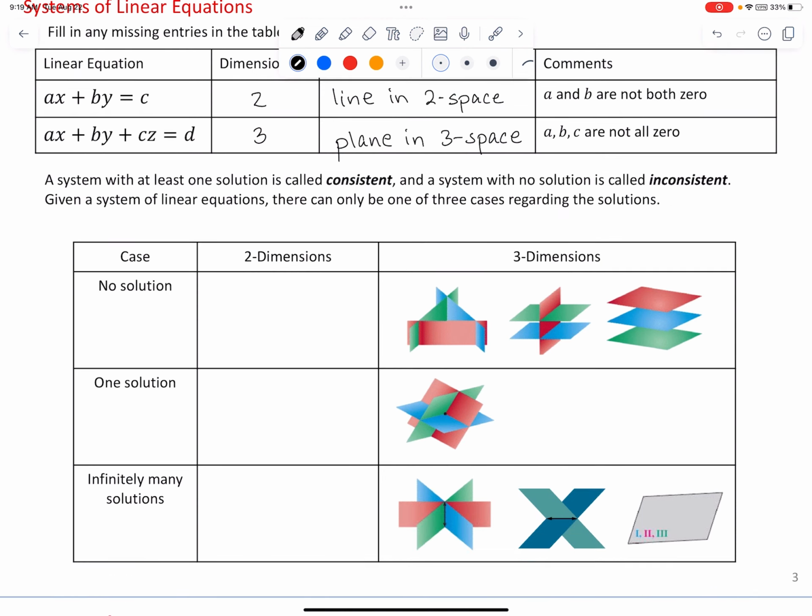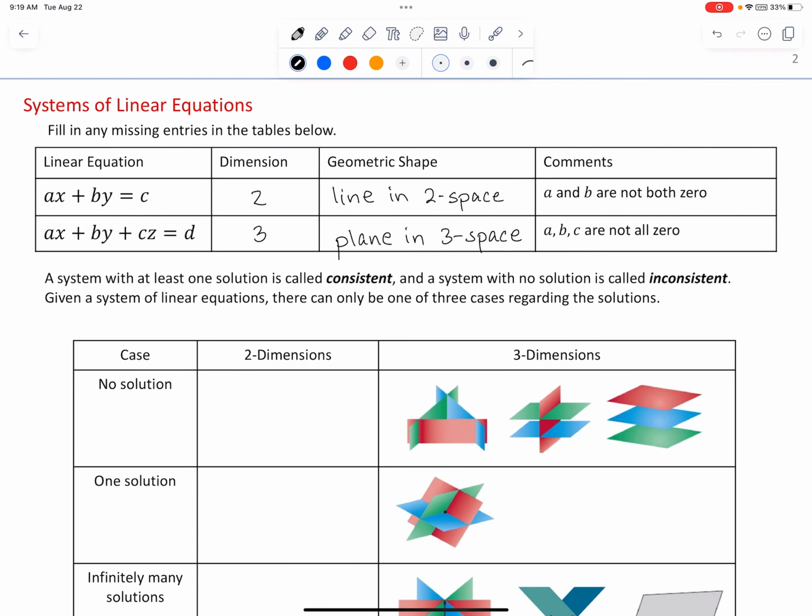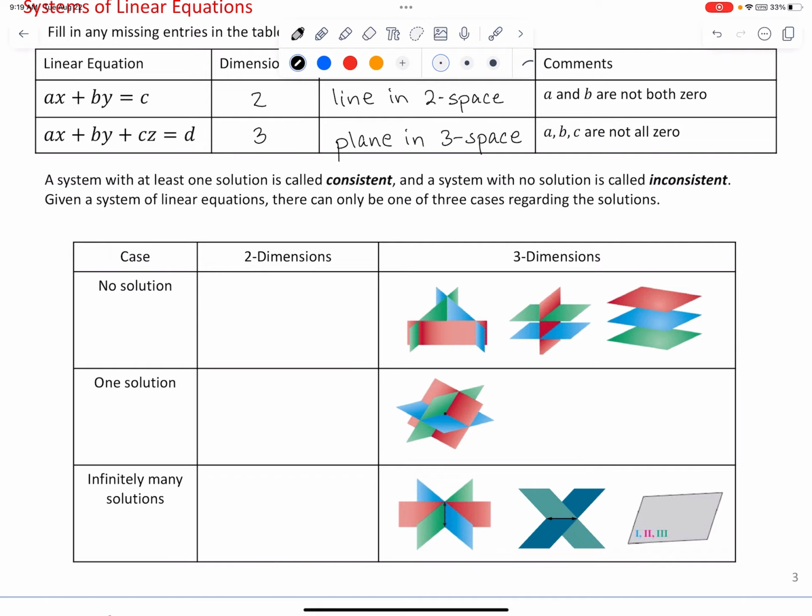As stated before, a system with at least one solution is called consistent, and a system with no solution is called inconsistent. Now, given a system of linear equations, there can only be one of 3 cases regarding the solutions. It's easy to visualize why only certain kinds of solution sets are possible. So let's examine the 2-dimensional case in this table below.